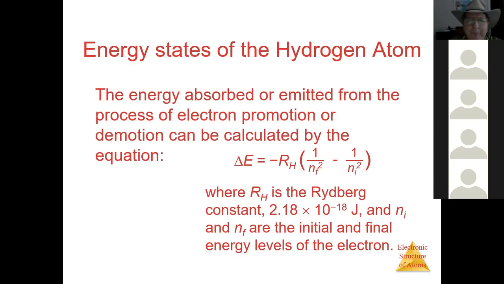when you get to do something good, you get to name constants after yourself. So the energy is equal to minus R, which is the Rydberg constant, times 1 over the final orbital minus 1 over the initial orbital. Both of those are squared.